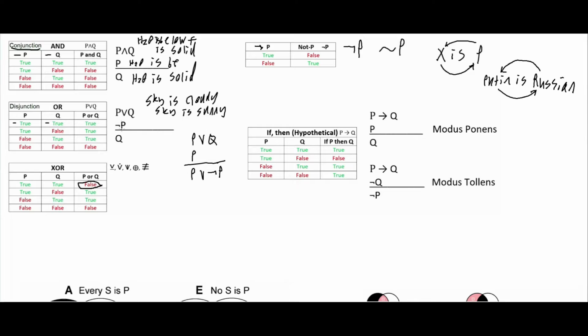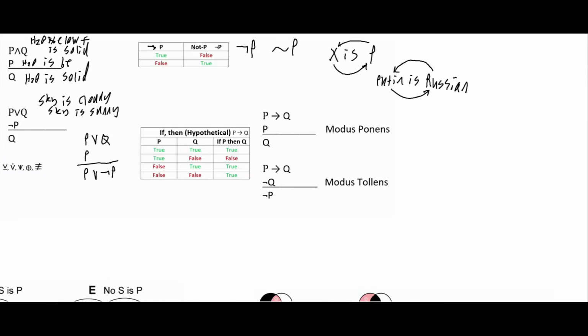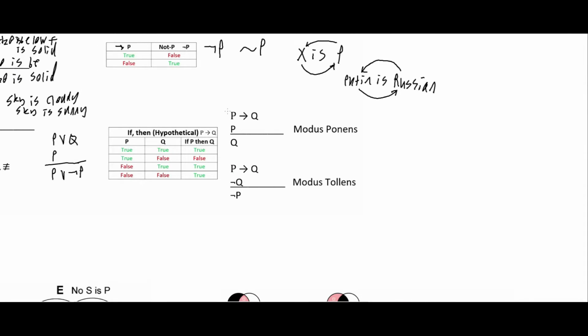So if we are negating the P there, then we can say for sure that Q is true. So if we say that if we're negating the sky is cloudy, then we know for sure that the sky is sunny.